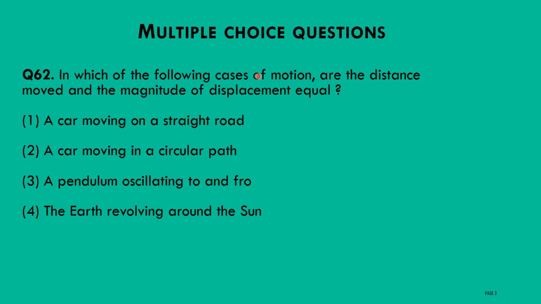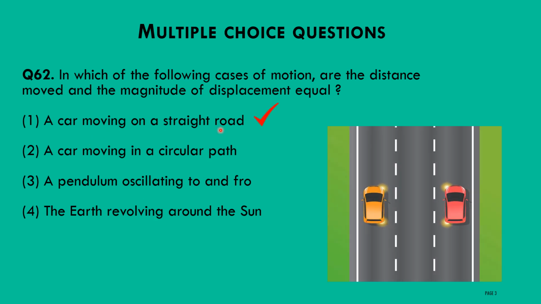Question 62. In which of the following cases of motion will the distance moved and the magnitude of displacement be equal? In which case will distance covered be equal to displacement? Option 1, a car moving on a straight road. Option 2, a car moving in a circular path. Option 3, a pendulum oscillating to and fro. Fourth one, the earth revolving around the sun. The correct option is a car moving on a straight road.